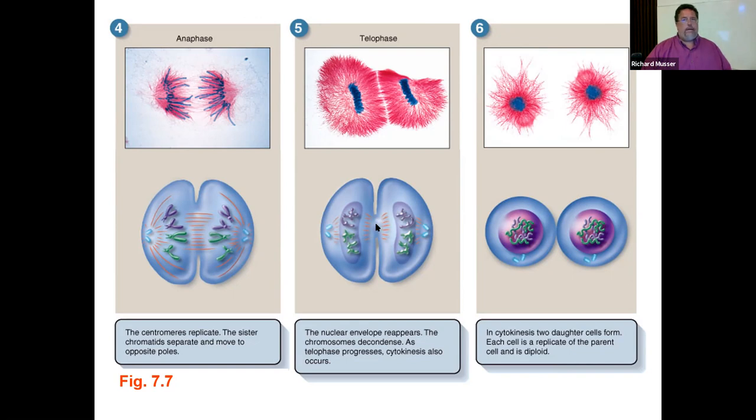So that's what you'll see under a microscope, looking like this. Especially dyed, so you can see the proteins and the chromosomes in these pictures. And then during cytokinesis, we pinch it off and become two new cells.